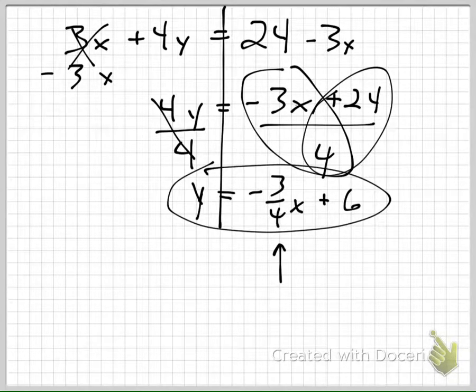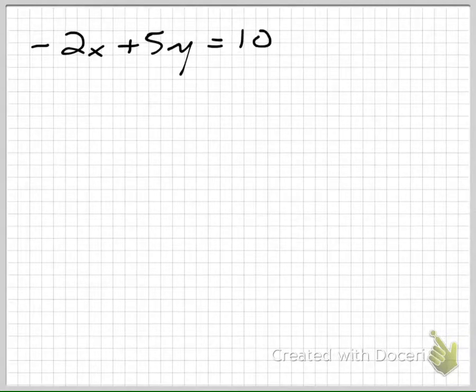Okay. Try one more. I want you to graph this one too. Okay. I want you to graph it as well. Negative 2x plus 5y equals 10. All right, here we go. Both parts of it. Paying attention here.